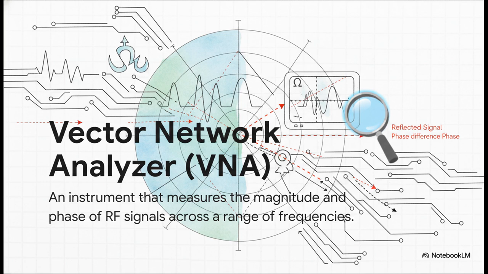See, it doesn't just measure a simple value like resistance, it's measuring complex impedance, and it does that by looking at two things. The magnitude, which is basically how much signal gets reflected, and the phase, which is all about the timing of that reflection. That's the vector part, and it's key.